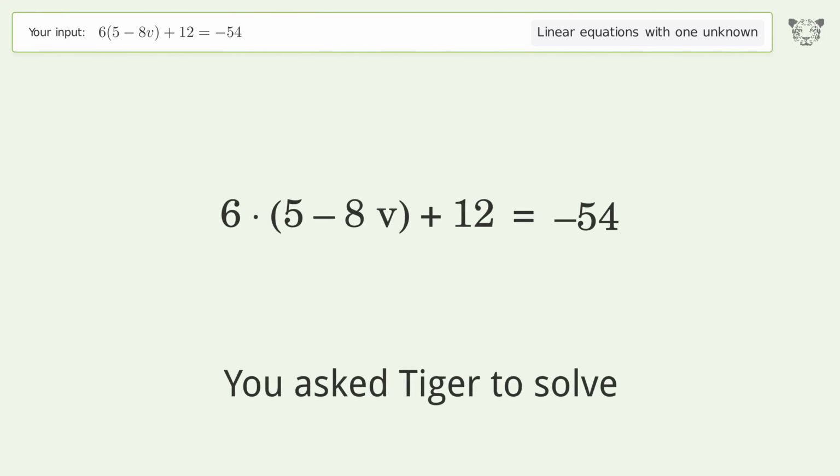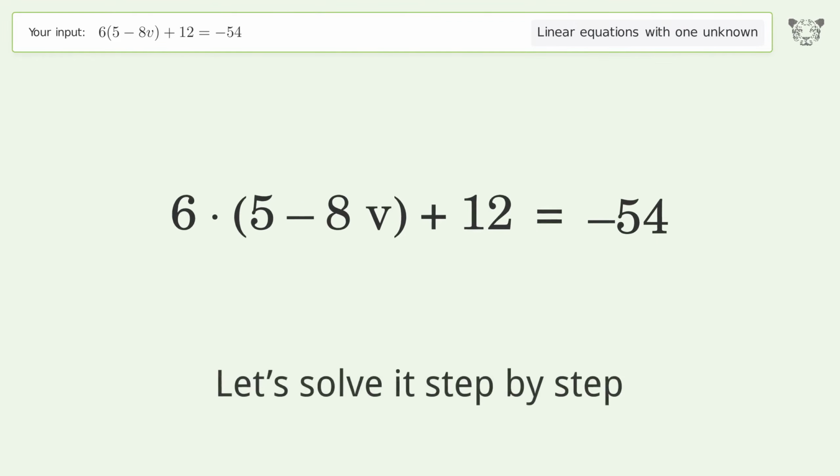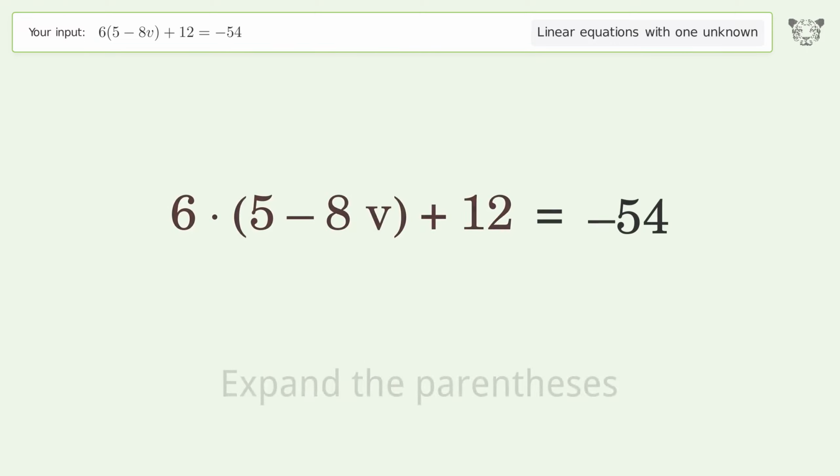You ask Tiger to solve this. This deals with linear equations with one unknown. The final result is v equals 2. Let's solve it step by step. Simplify the expression. Expand the parentheses.